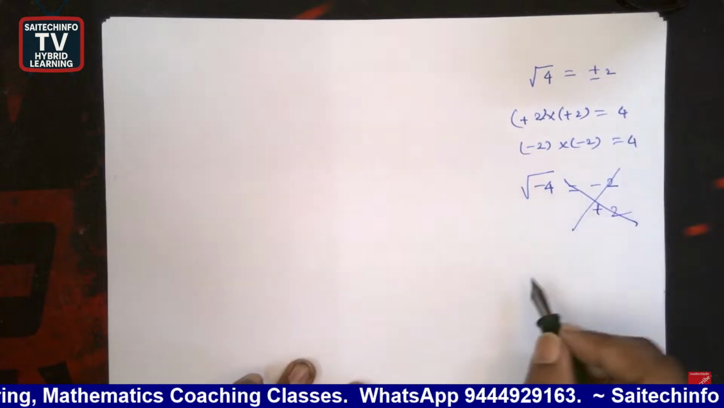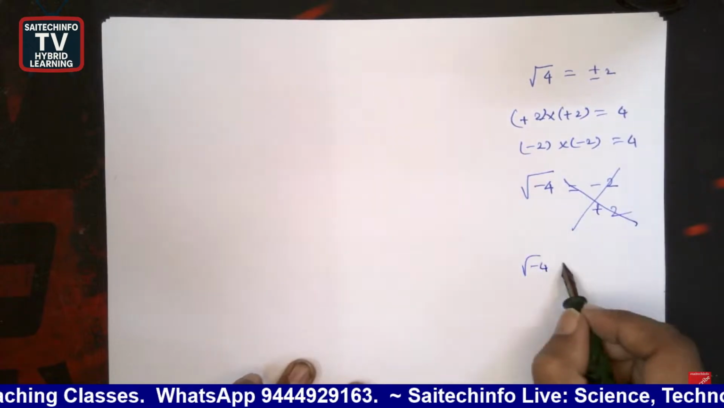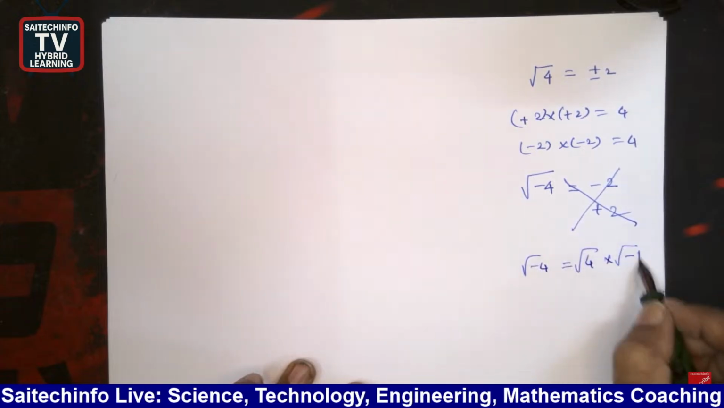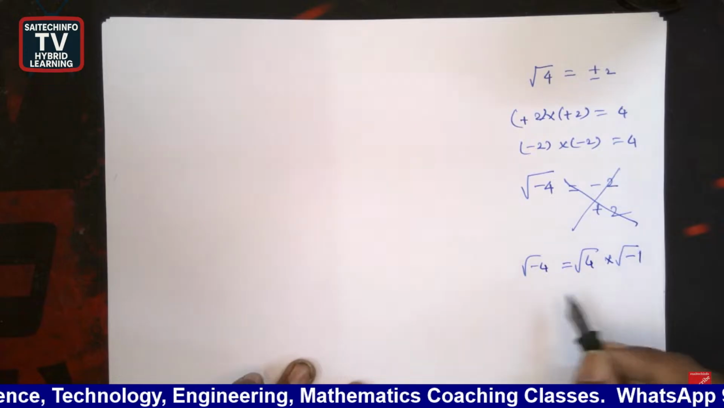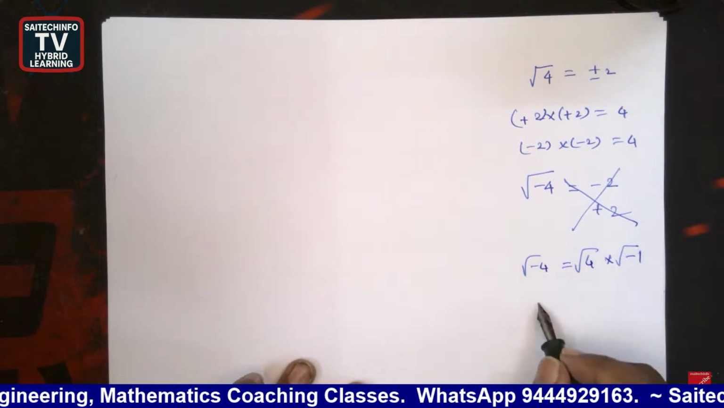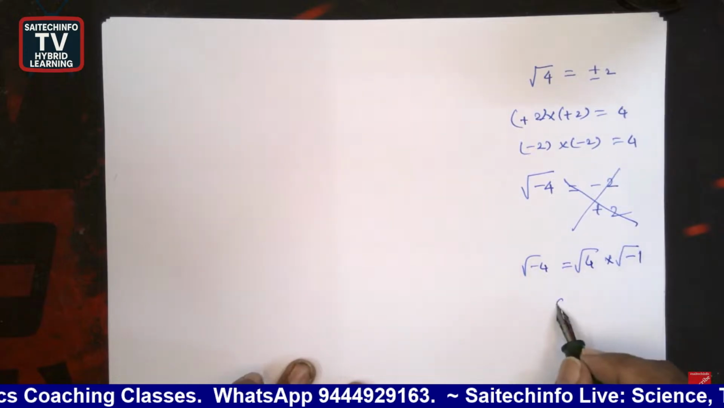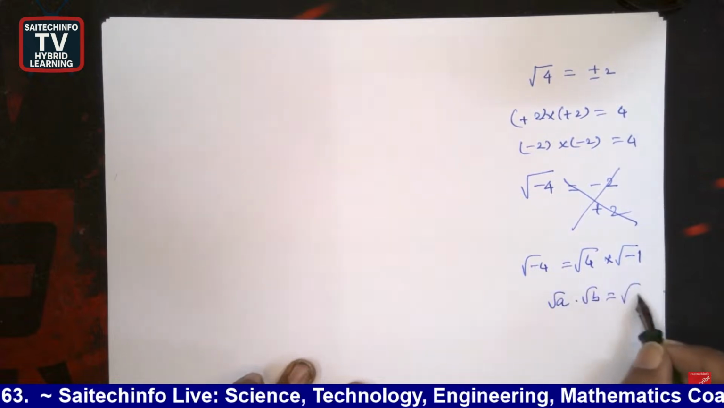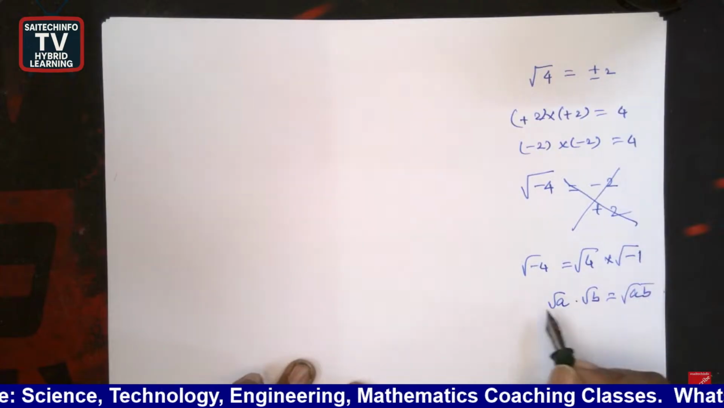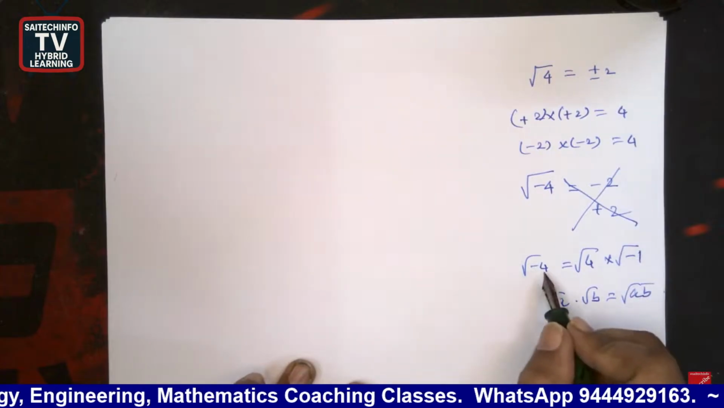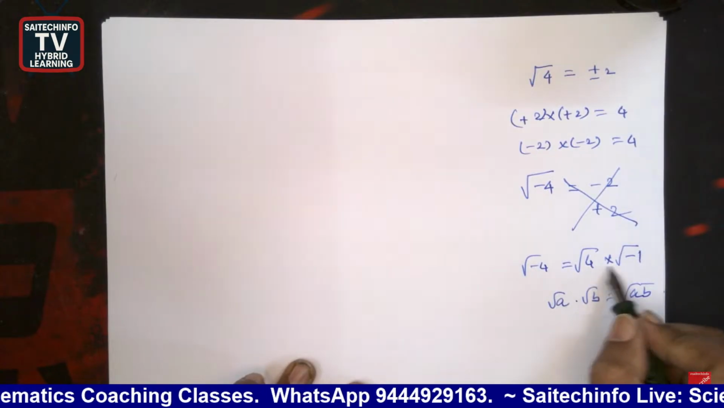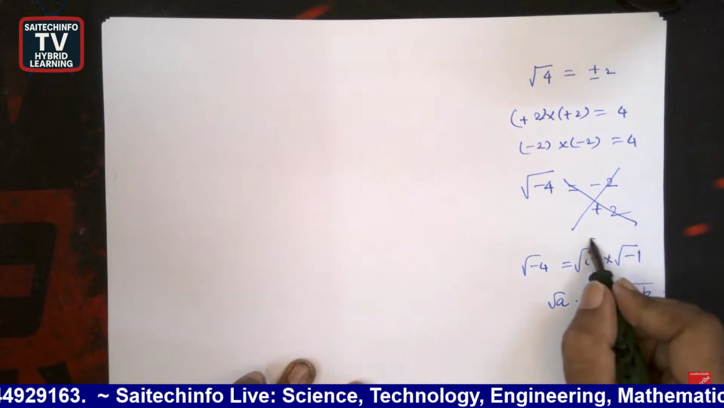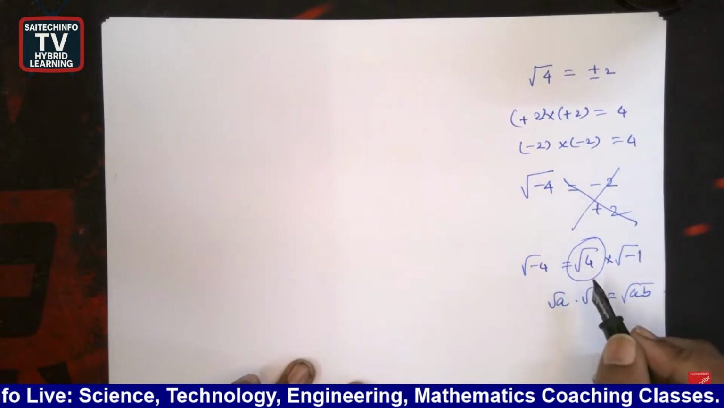So I can do one thing. This minus 4 can be written as root 4 into root of minus 1, correct? Because we know this formula, that is root A into root B is equal to what? Root AB. We can split like this. So similarly, this root minus 4 can be written as root 4 into root of minus 1. Now this is the real number because plus or minus 2 is the answer.